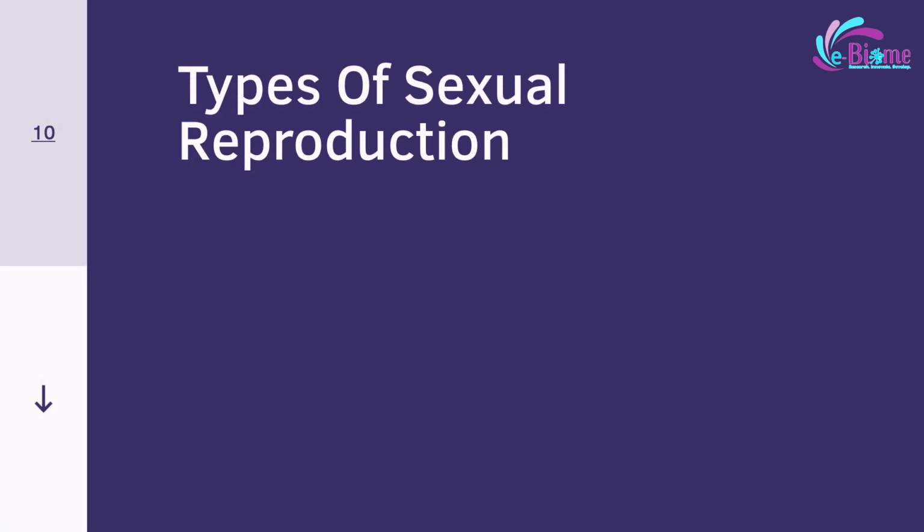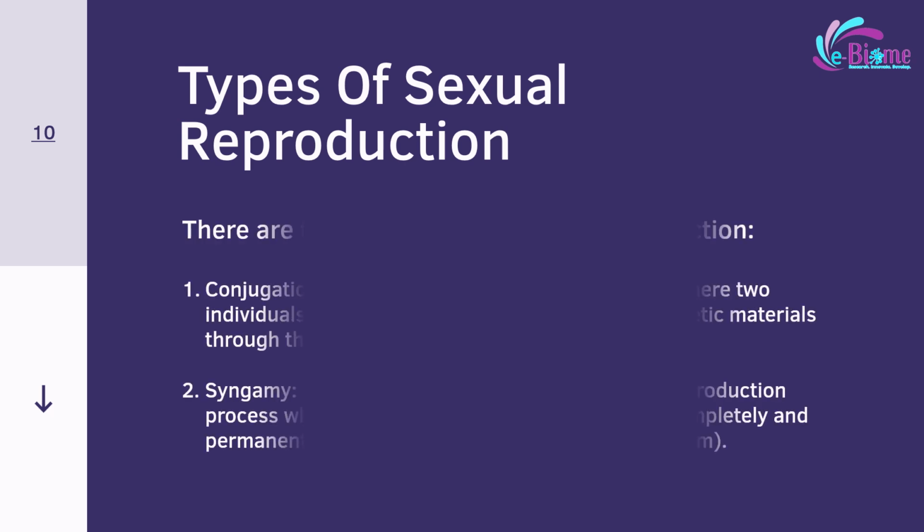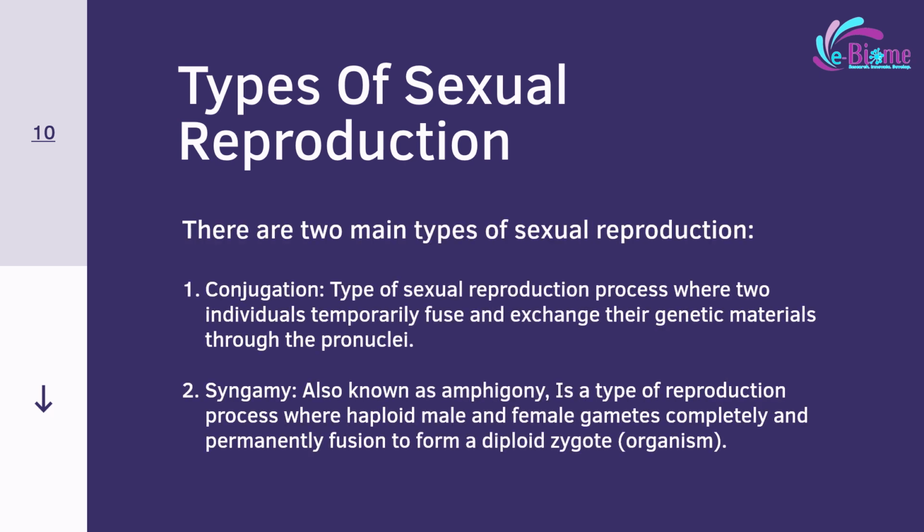Now that we know more about the advantages and disadvantages of sexual reproduction, let's go over the types of sexual reproduction. There are two main types of sexual reproduction. These types are conjugation and syngamy.